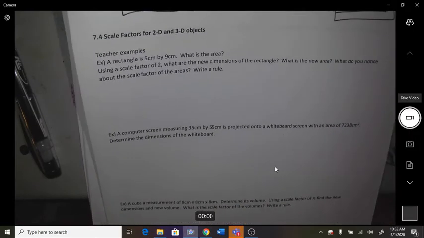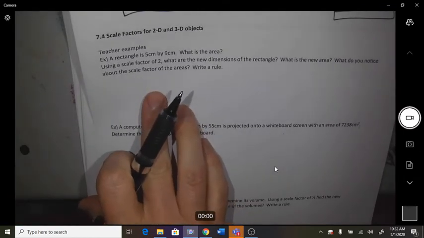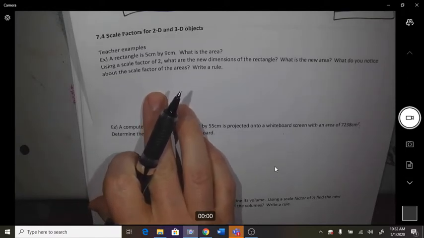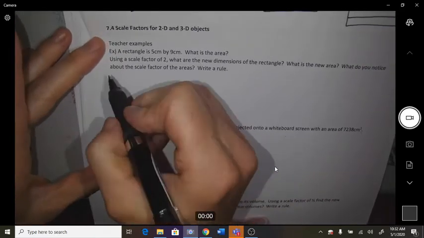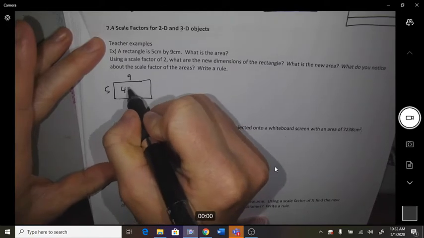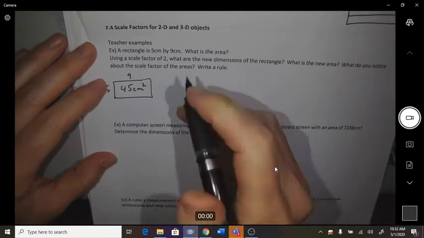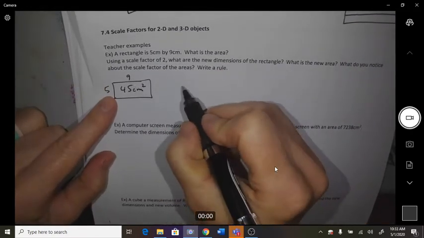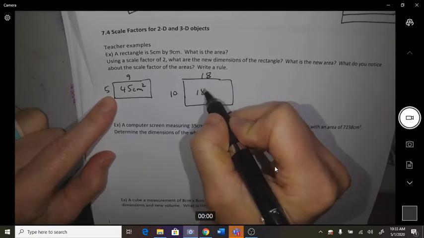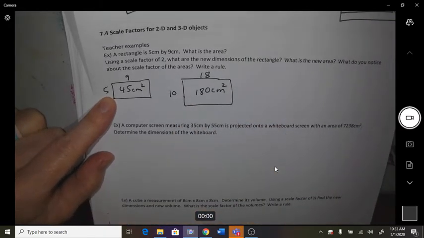Okay, lesson 4, scale factors for 2D and 3D objects. So, first question: a rectangle is 5 by 9, so what is the area? This would be 45. Using a scale factor of 2, what are the new dimensions of the rectangle? So if you use a scale factor of 2, the new rectangle would be 10 by 18 and would have an area of 180 square centimeters.